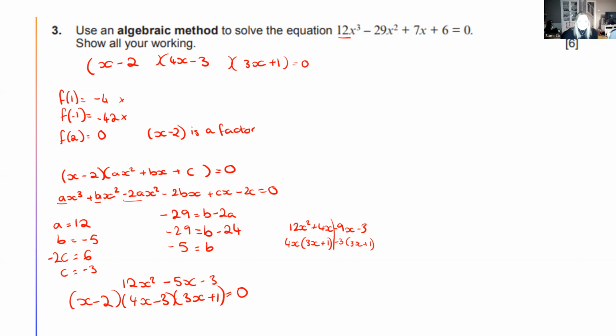Now, it says to solve, so what I would say is just x is 2, 3 over 4, or minus 1/3. And there you go. Question done.